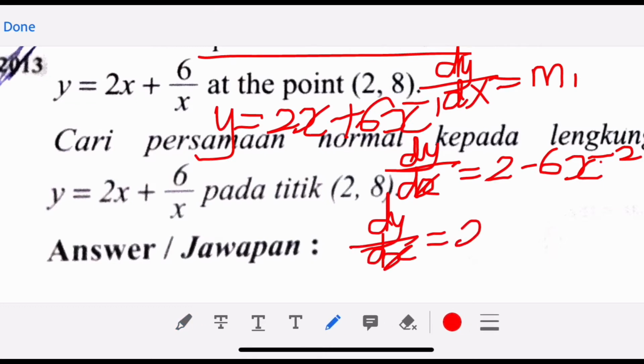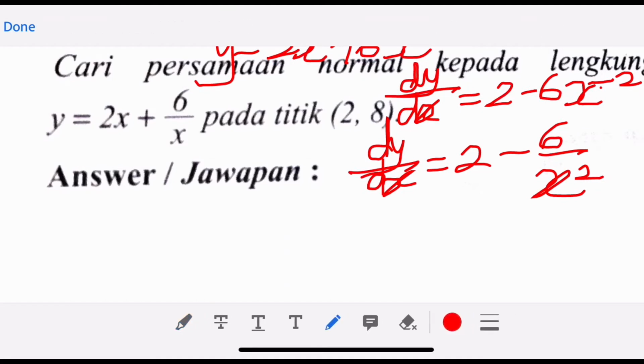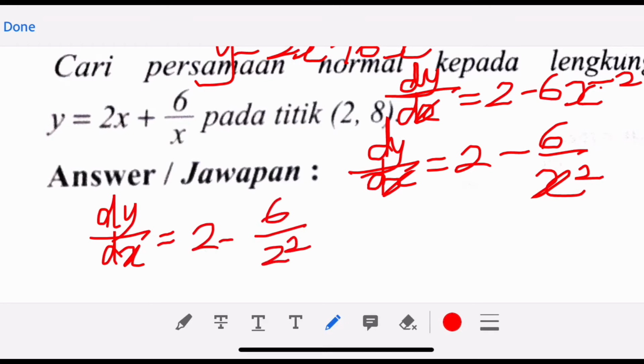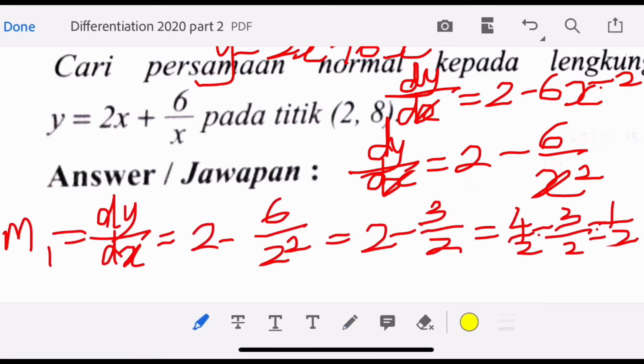So let's find dy/dx. First of all, you change it to 2x plus 6x to the power of -1, then you differentiate, and it becomes 2 minus 6x to the power of -2, right? Then you have to write it in fraction, easier for you to substitute. Don't substitute without changing to the fraction. So you substitute the 2 into the dy/dx. So 6 over 4 is 3 over 2, right? So you simplify.